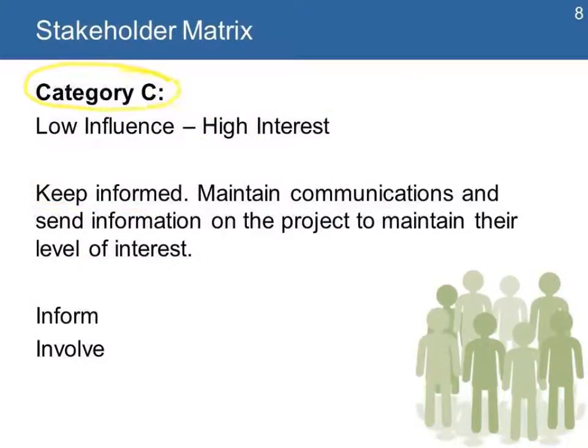The third group is the group with low influence but high interest. Low influence, they don't have much power on the project, but they are very interested. They are supportive of the project. The strategy is to keep them informed. You maintain communications, you send information about the project to maintain the level of interest. Typical members of this group could be the beneficiaries. They don't have major power on the project as individuals, but they are very interested in the results of the project.